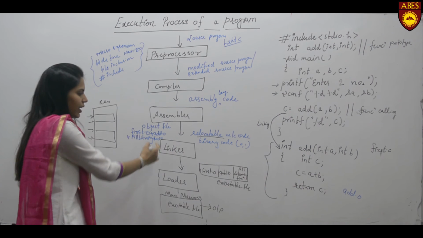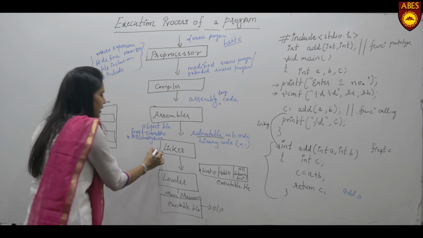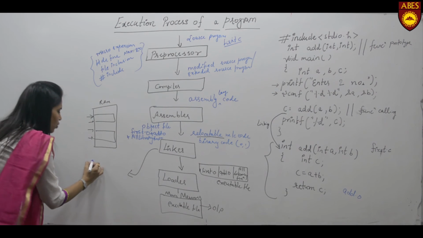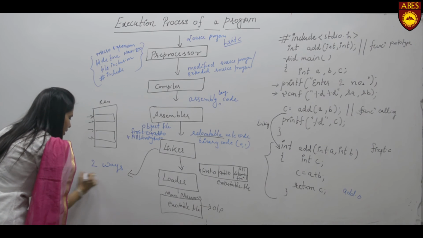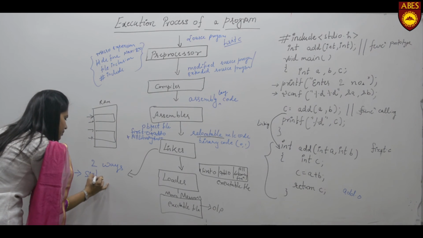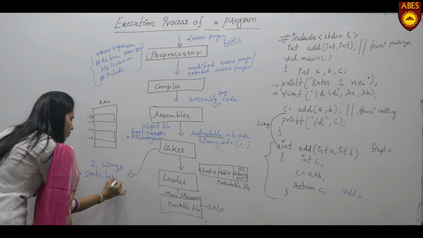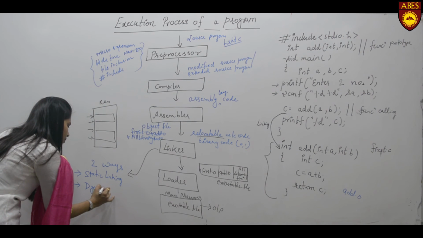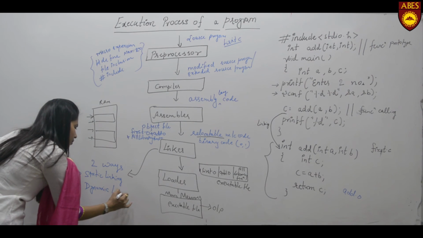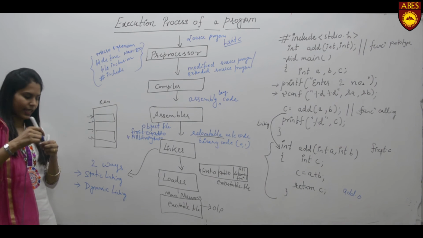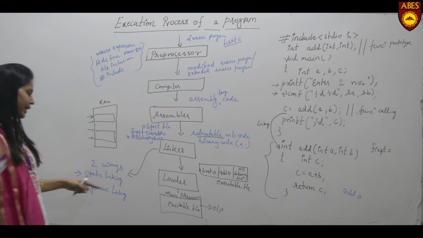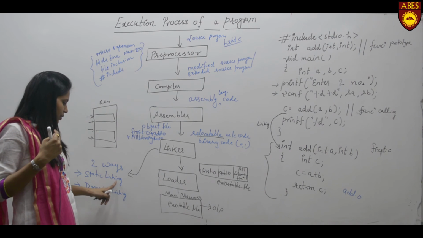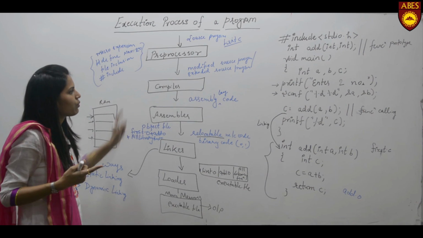One more thing: we are using the linker for linking all the files. This linking can be done in two ways. First is static linking, and second is dynamic linking. Now what is static linking? Static linking is the linking process performed at compile time, which we have done here.